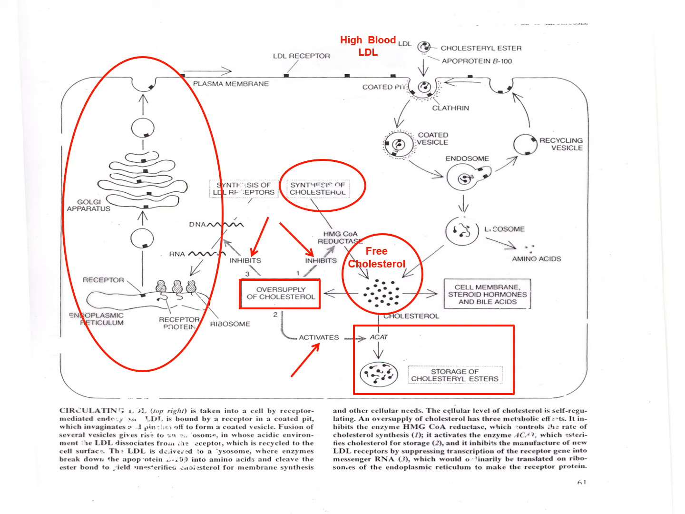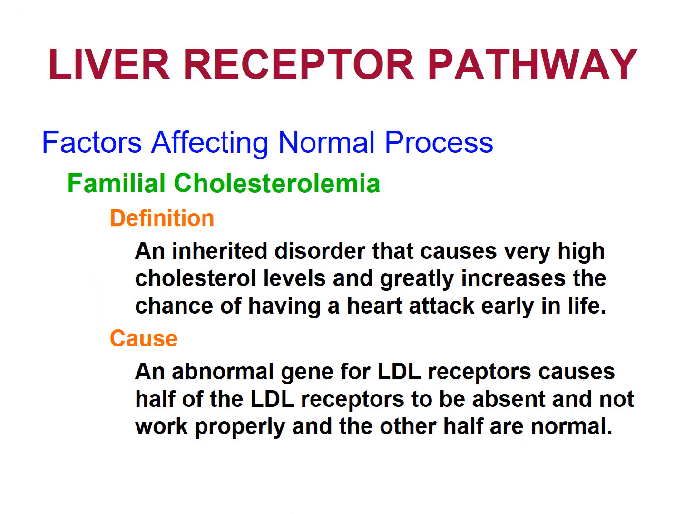Now later on in the second session, we'll talk about how nutrition and some nutrients can affect this pathway. So this is the liver receptor pathway. And so you'll notice the big X means you're not bringing any more in. There is a genetic condition that in some cases doesn't allow the individual to make receptors, and this is called familial hypercholesterolemia or familial cholesterolemia.